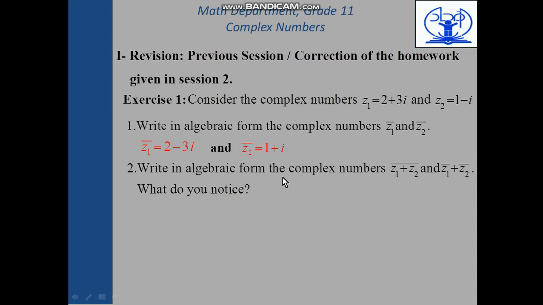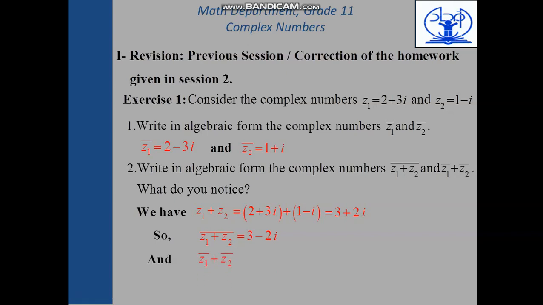Write in algebraic form the complex numbers conjugate of z1 plus z2, and z1 bar plus z2 bar. What do you notice? We have z1 plus z2, the sum of the two complex numbers. This is z1 and this is z2. I add the real parts: 2 plus 1 is equal to 3, and 3i plus minus i is equal to 2i. So the conjugate of the sum z1 plus z2 is equal to 3 minus 2i.